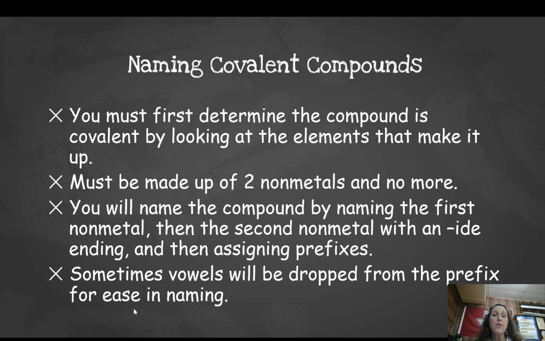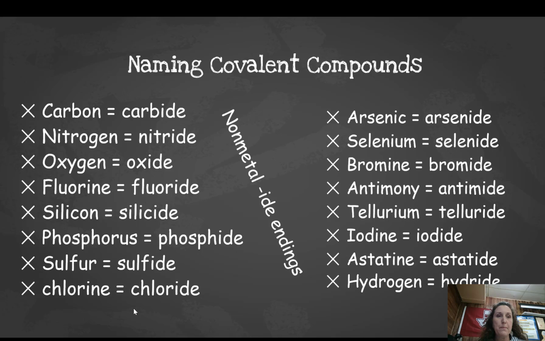All right, so you will first name the compound by naming the first nonmetal, then the second nonmetal with an IDE ending. Then go back and assign prefixes. So we're going to go over what the prefixes are. Typically, when we have two vowels put together, like two O's or two A's, we'll drop one, because it makes no sense to have two O's or two A's next to each other.